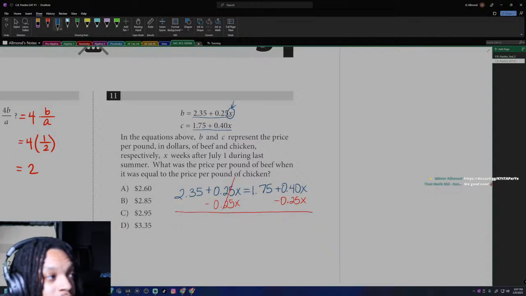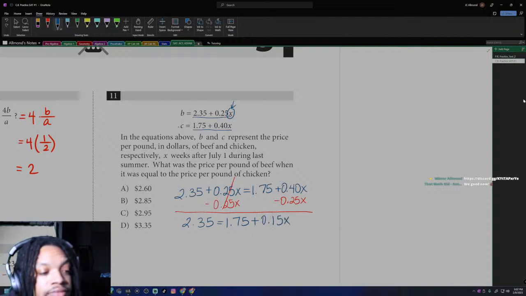So that'll leave me with what? 2.35 equals 1.75 plus, oh Lord. I'm going to minus 20 and then I'm going to minus 5. So 0.15x. Seems right. Now I'm going to minus 1.75 from both sides. Minus 1.75. Minus 1.75.